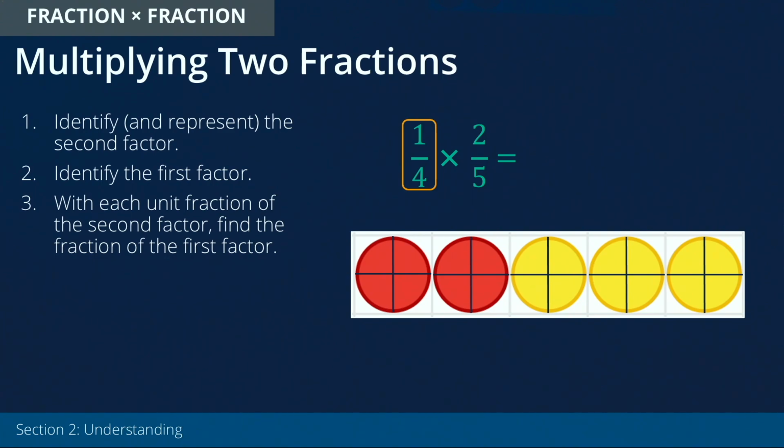Now let's focus back on those red counters. Those are the two 1/5 counters that I want to focus on. So I'm going to find 1/4 of each of those. So I could shade that in. There's 1/4 of that red counter. Here's 1/4 of that red counter. So how many equal parts did I shade? I shaded 2, but then my denominator is 20. So when I multiply 1/4 times 2/5, my product is 2/20.